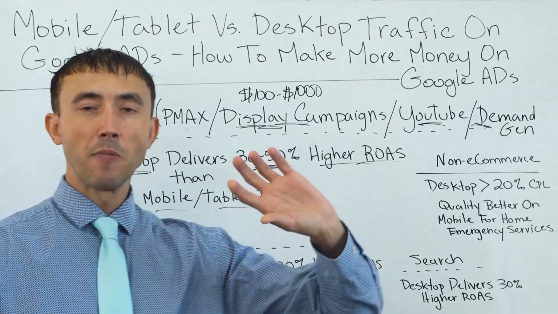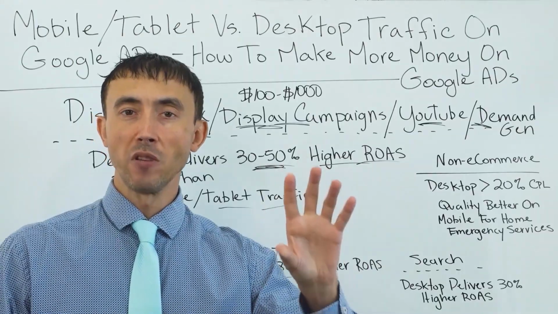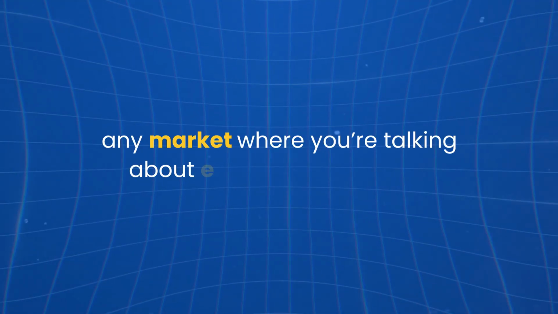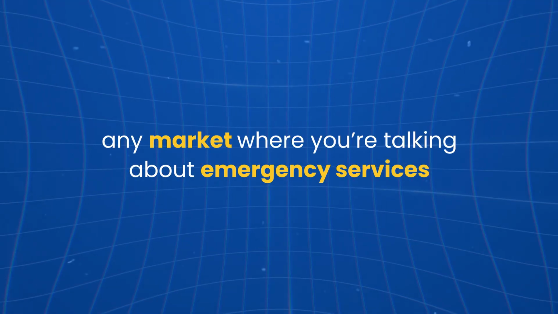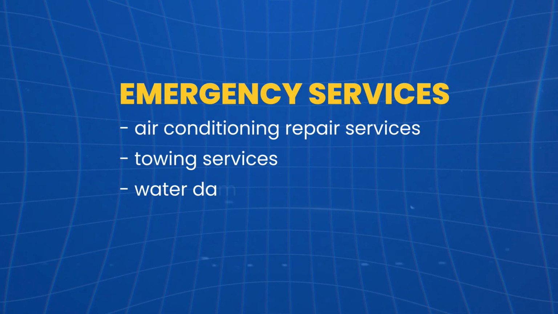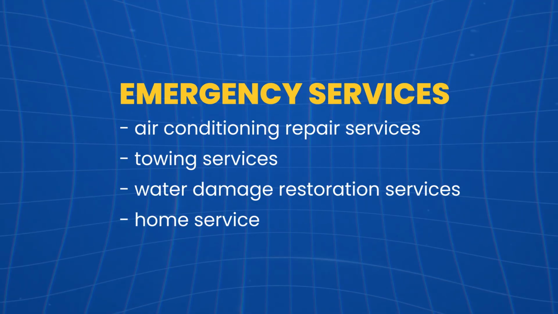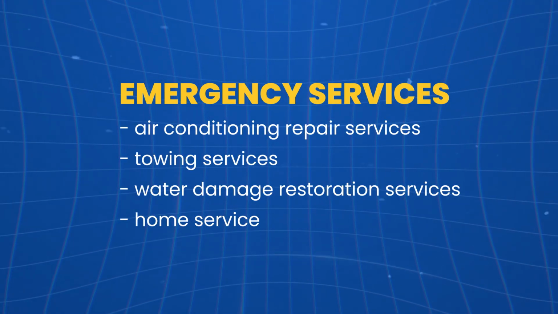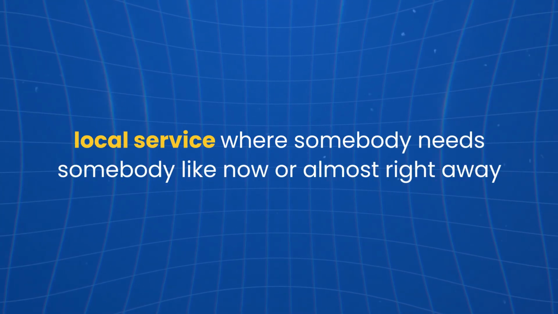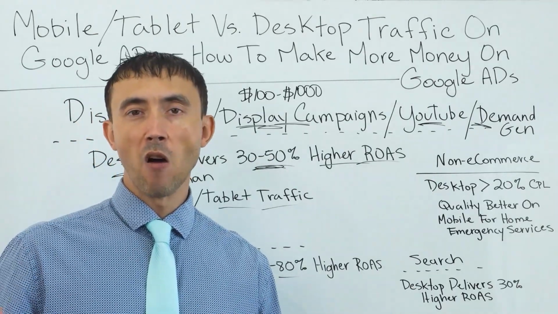Now, for most markets, desktop's going to get a better ROI. There's one general category of business where that's not generally the case, and that is any market where you're talking about emergency services. So we're talking air conditioning repair services, towing services, water damage restoration services, anything where you basically need home service, if you will. We're not talking exclusively, but local service where somebody needs somebody right now or almost right away. It's not home renovation services where you're planning it out for weeks and months.